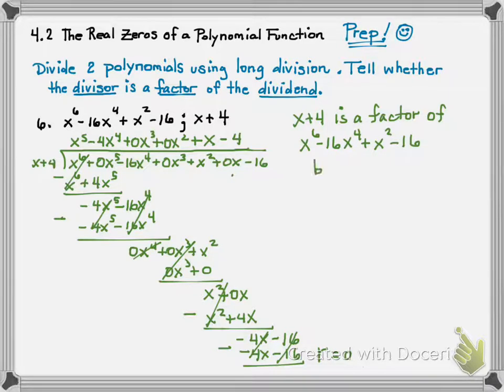And it's because r equals 0, right? 0 remainder. Now, if you want to be super, super cool, we could also tell the reader that we know that x plus 4 times x to the 5th minus 4x to the 4th plus x minus 4 equals x to the 6th minus 16.